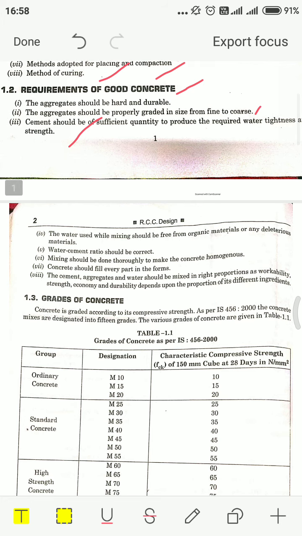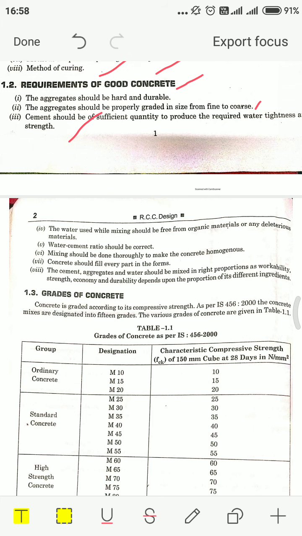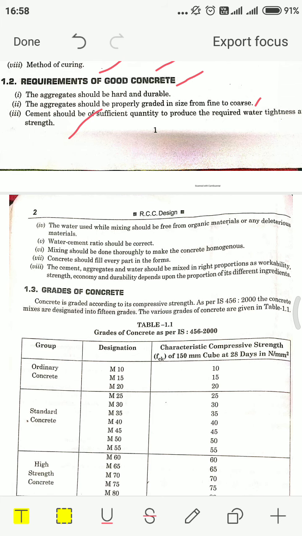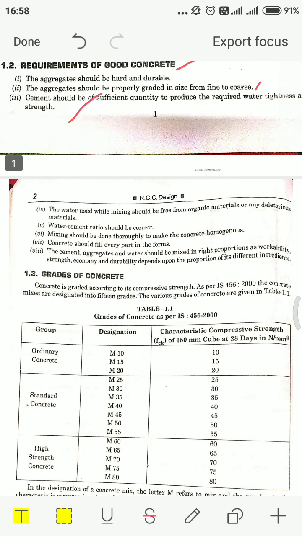This is also a very good requirement. The concrete should be homogeneous and properly mixed. Concrete should fill every part of the formwork. Formwork is also called shuttering. The cement, aggregate and water should be mixed in the right proportion, as the workability, strength, economy and durability depend upon the proportioning of all these ingredients.